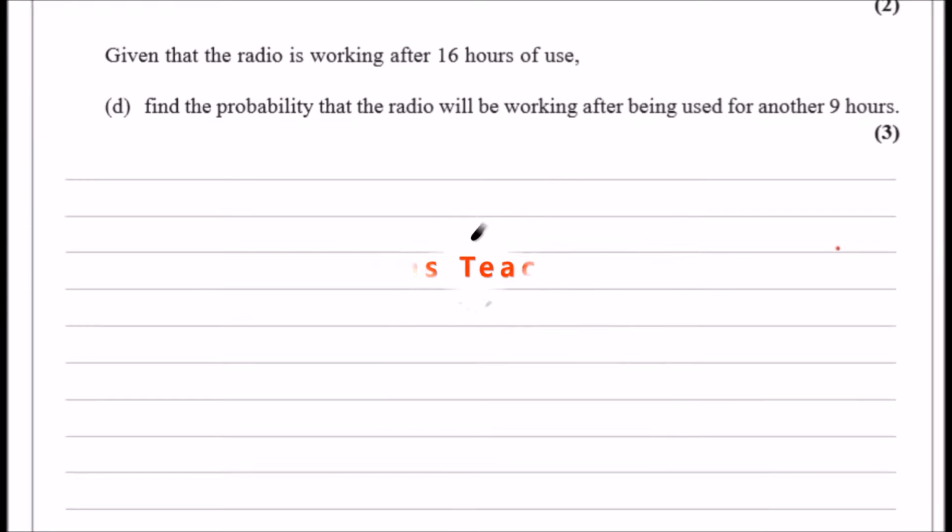And here we go, the final part, part D. Let's see. So given that the radio is working after 16 hours, find the probability that the radio will be working after being used for another 9 hours. So first thing to notice is that we're using a given that question. Every time you have a given that question, we know that the probability is going to be on the bottom half of the fraction.